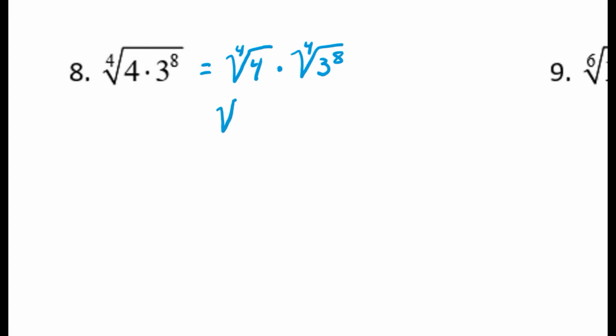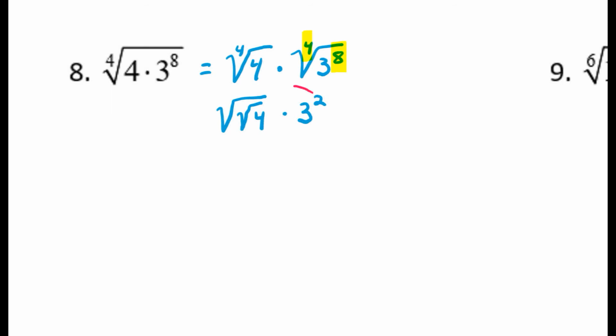Now, because 4 is a perfect square, we're also able to do something with this first radical. I can make this the square root of the square root of 4, and then I'm going to, again, think about the fact that with the exponent of 8, I can make this 3 to the second, because this 8 divided by this 4 will give me the power of 2.